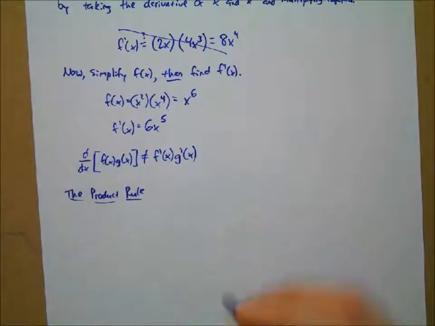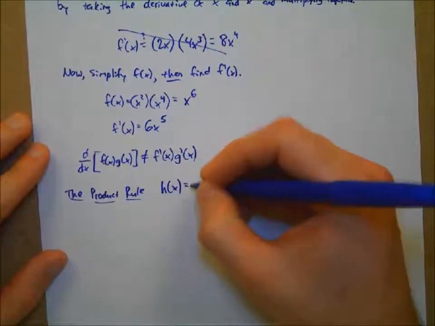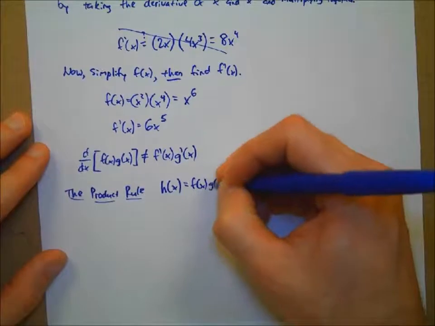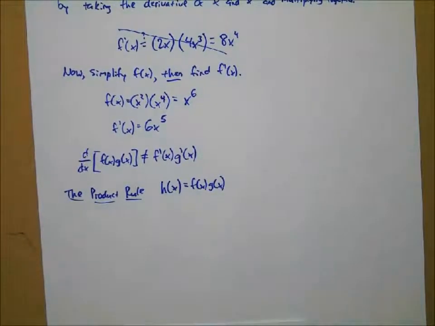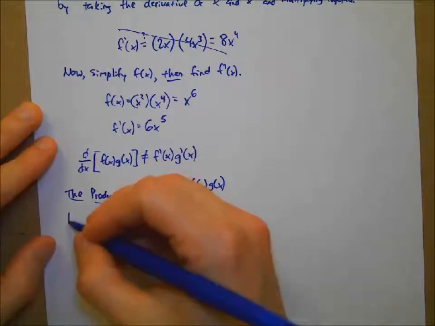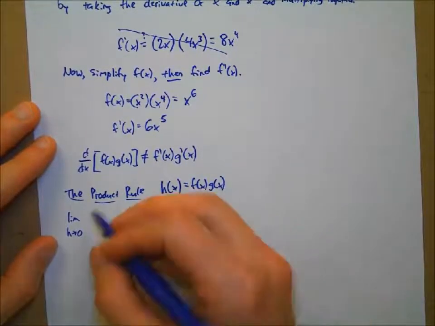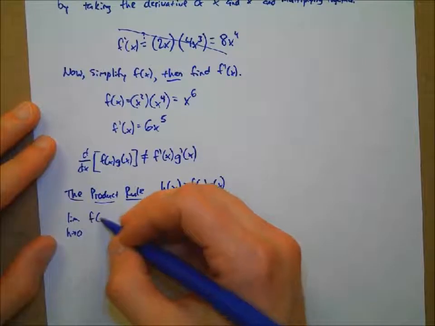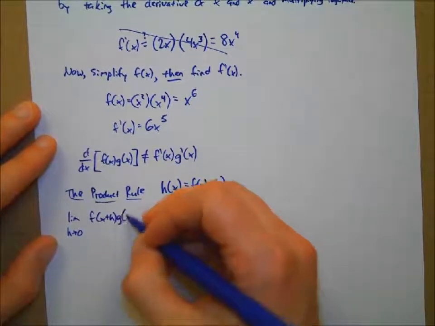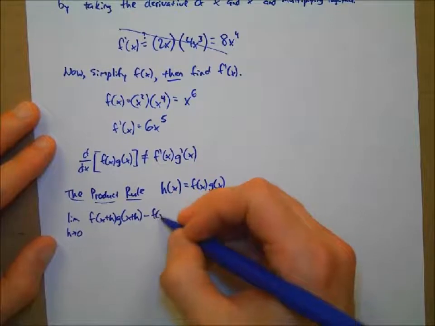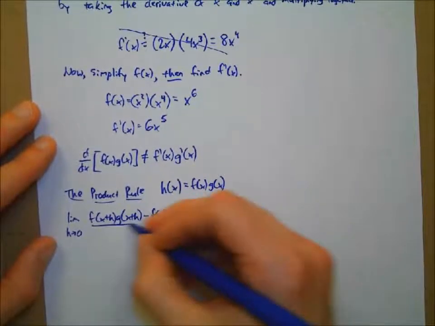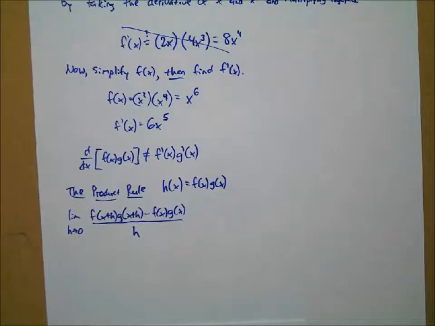Okay, so in other words, let's say we've got a function h of x, and it's equal to f of x times g of x. Okay? And I want to find the derivative of this thing. Well, what did we originally use to find the derivative of something? Limit, as h approaches 0, of, and my function here is f of x times g of x. So I'm going to do f of x plus h times g of x plus h minus f of x, g of x, all over h. Okay?